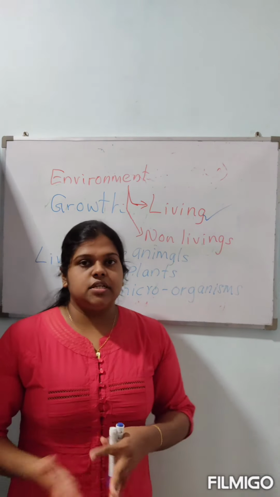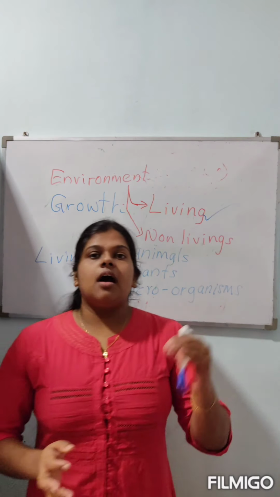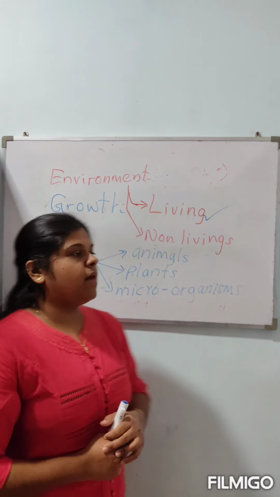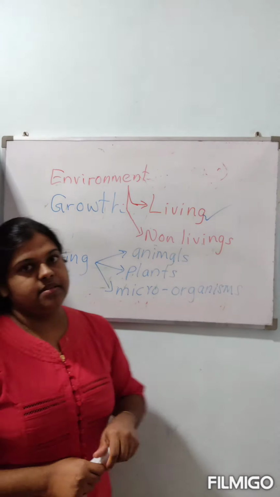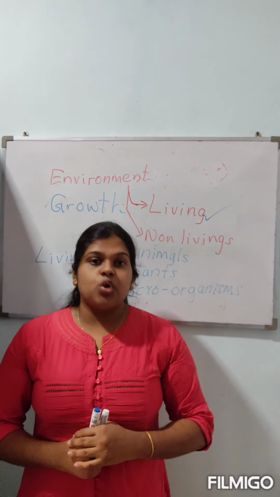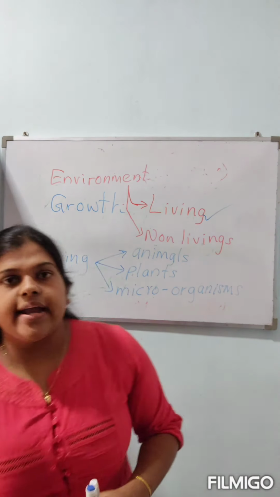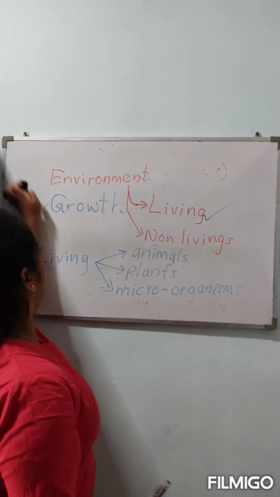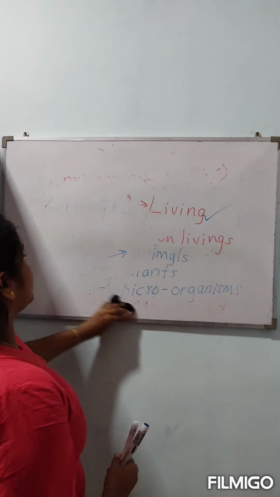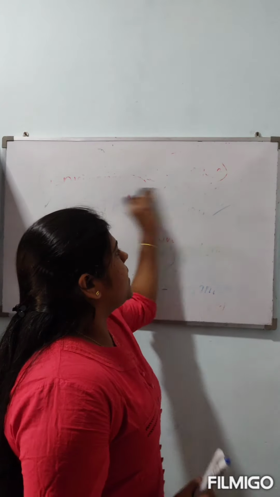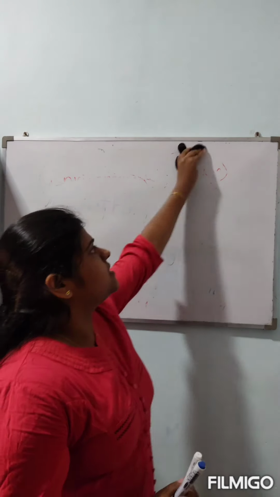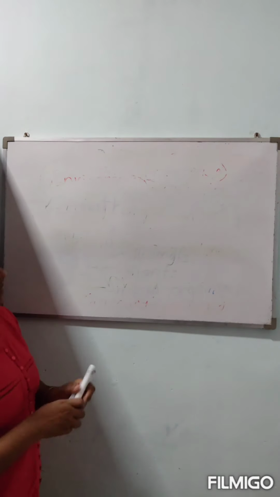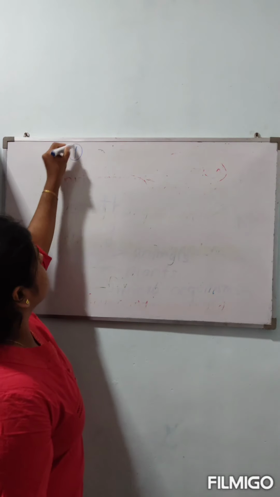So in this chapter, you have to learn what are the main characteristics shown by these living organisms. We will talk about that now. When we talk about the characteristics mainly shown by the living organisms, the first characteristic is growth.